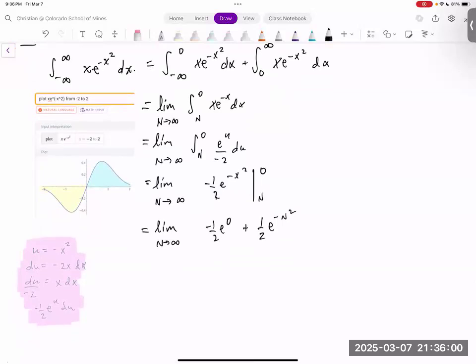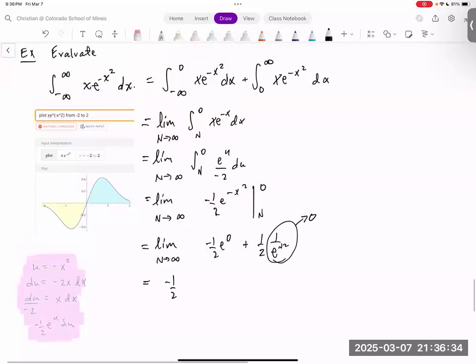And then take your limit. This first term, e to the 0 is 1, so that'll go to negative a half. This one, e to the negative n squared, that's the same as 1 over e to the n squared. And that denominator gets big, the numerator's fixed. That whole term goes to 0. So we're looking at negative a half times 1, e to the 0 is 1, so just negative a half.